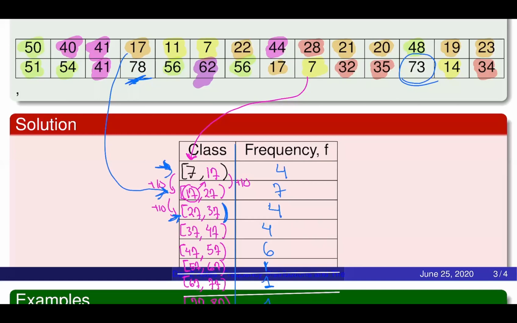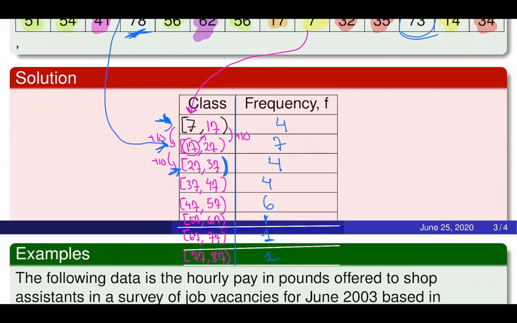Yeah, thank you. All right, so that's our frequency table. So up next, we're going to go ahead and do the histogram. So I'll just jam it over here.